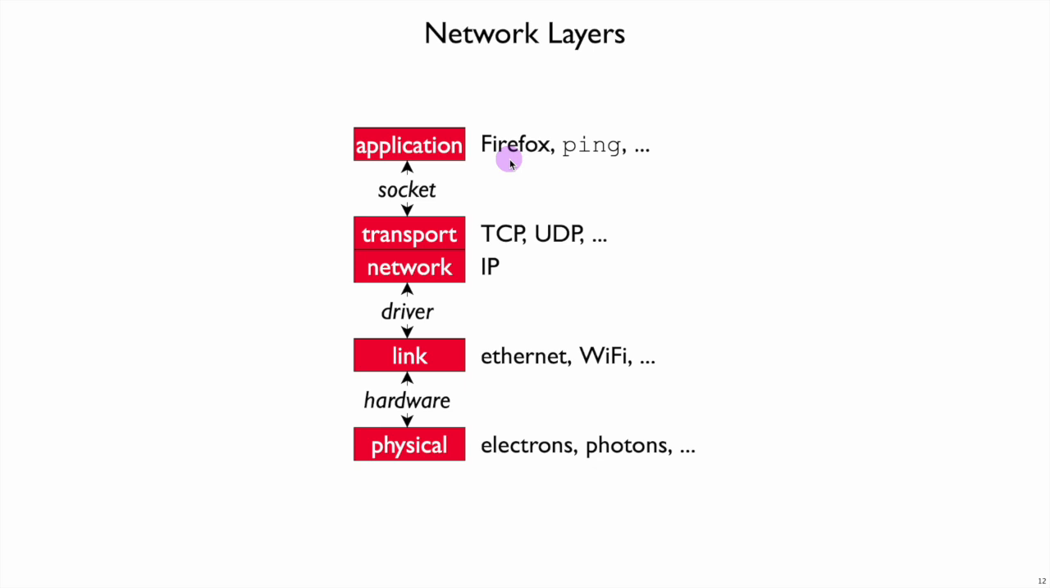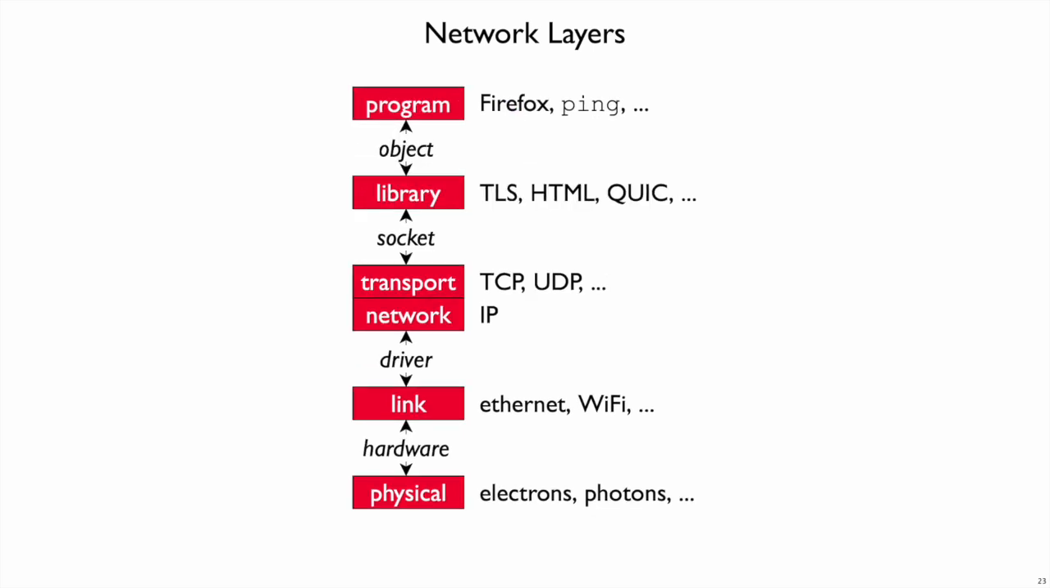In fact, I'm going to break this application into two layers, as we have sometimes before, where we have the program proper, like the application that we want to write, and the library that it uses. So these libraries can include HTML libraries or QUIC libraries, or something called TLS, which is what we're going to describe today. TLS stands for Transport Layer Security, and the name makes it sound like it's in the transport layer. Depending on your perspective, that can make sense.